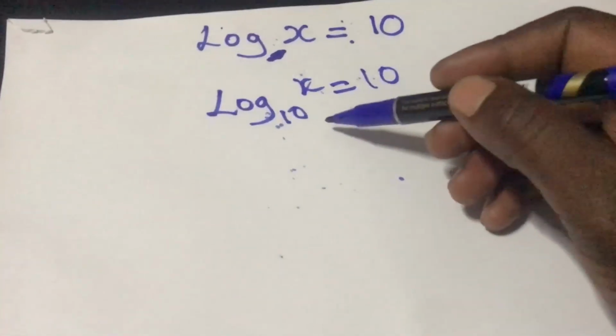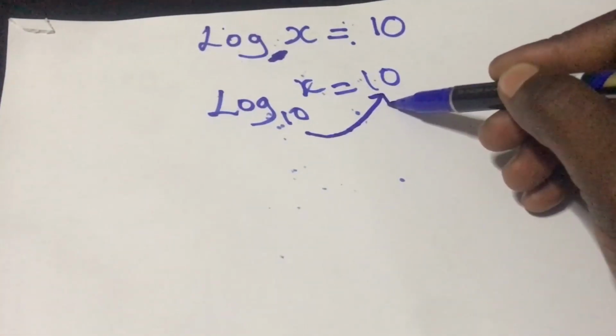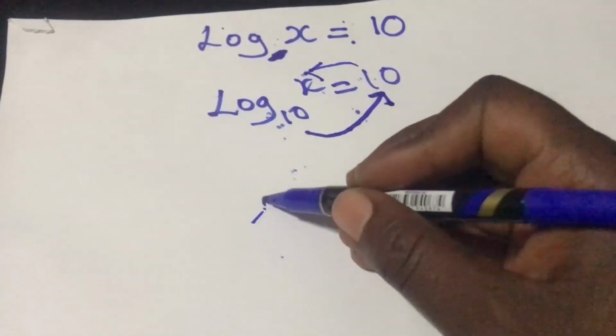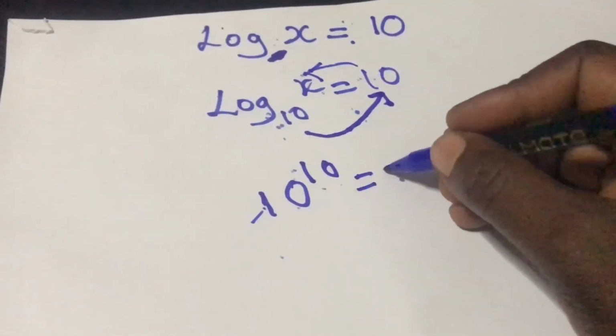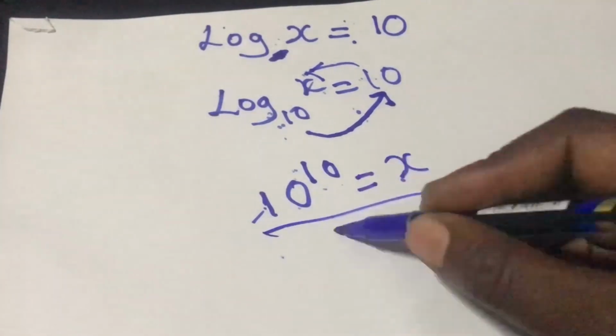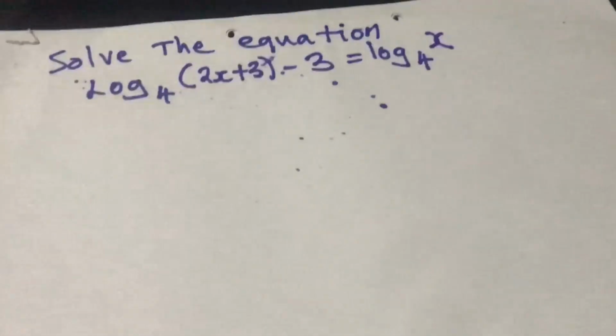So to solve for x, you do the same thing. This 10 will be raised to the power 10, and it will be equal to the answer here. So you are going to say 10 to the power 10 is equal to x. Alright, so 10 to the power 10 is quite a big number, so you can just leave it here, and that will be fine. Let's continue solving.